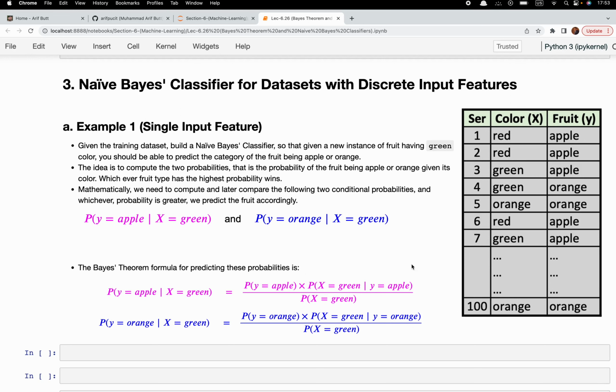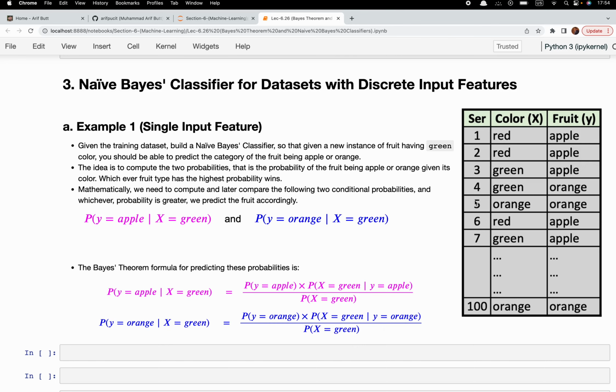So let us start with a very basic example of a dataset having a single input feature with categorical values and an output label. The snapshot of the training dataset is shown here in this table, having 100 observations with one input feature, that is color of a fruit, having three possible values: red, green and orange. The output label has two possible values or classes: apple and orange. This input feature color is denoted by uppercase X and the output label is denoted by a lowercase y. The objective is to predict the fruit given its color.